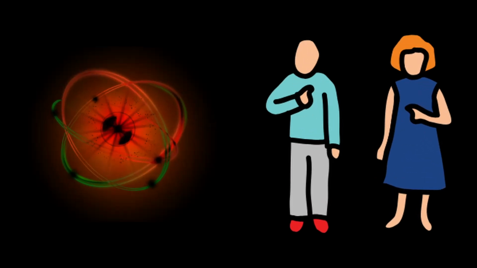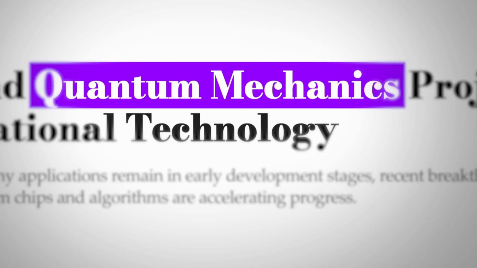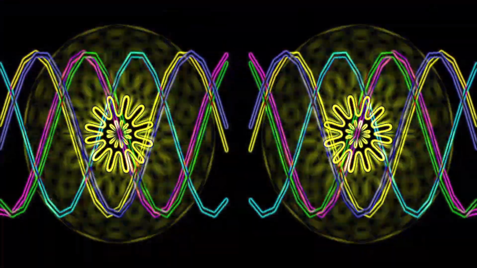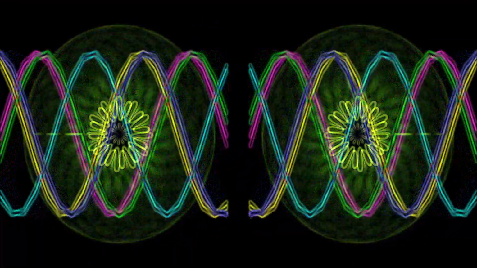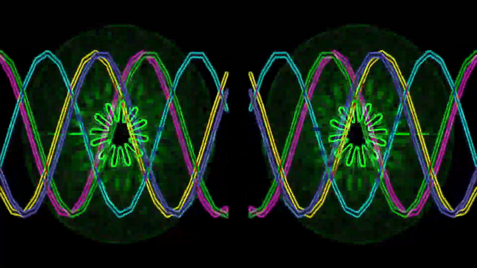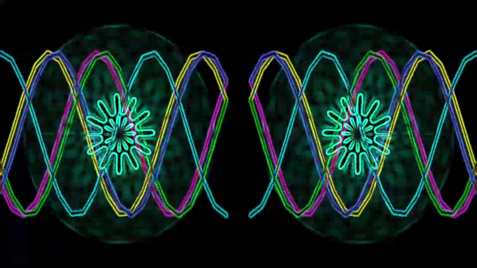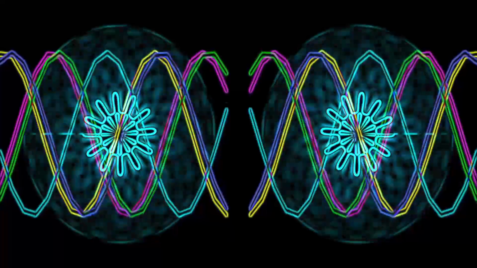If atoms are mostly nothing and we are made of atoms, then the solid world should not feel solid at all. The reason you don't pass through your chair is not because stuff collides with stuff. It's because of the Pauli exclusion principle. A rule in quantum mechanics stating that two identical fermions, in this case electrons, cannot occupy the same quantum state at the same time. Electrons form shells around the nucleus.